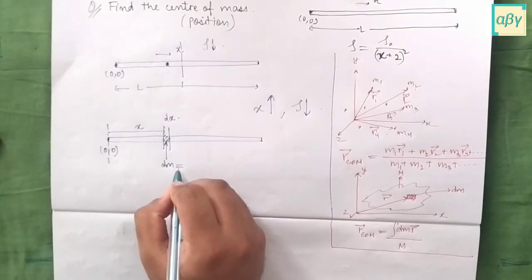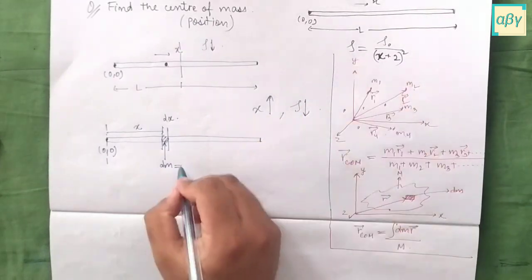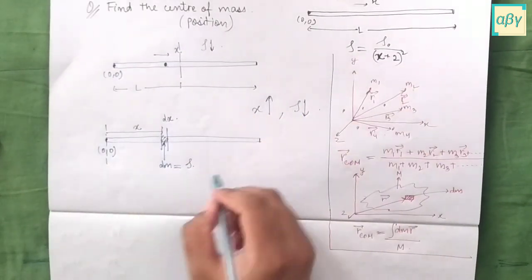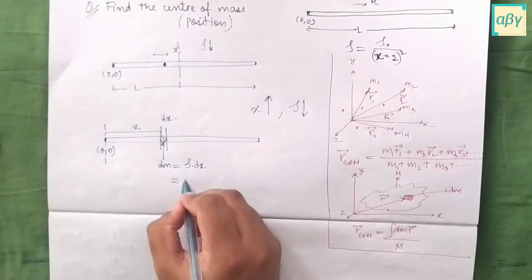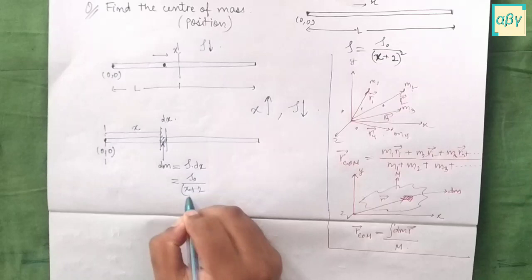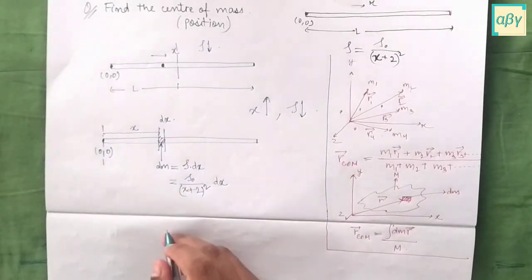It will be equal to the mass per unit length, that is our density. Density is given by rho. Rho into the length of this small portion, that is dx. Let me substitute the value of rho. It will be rho 0 by (x plus 2) whole squared, dx. So this is the expression for dm.